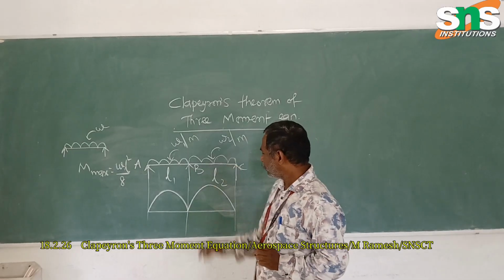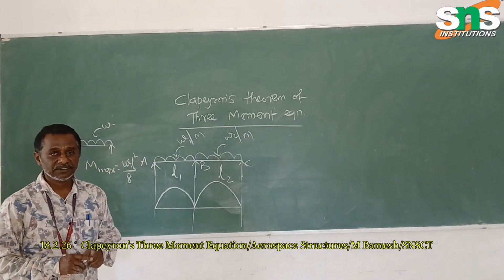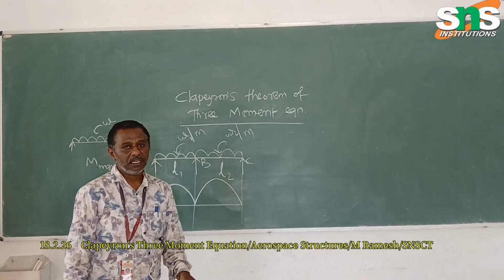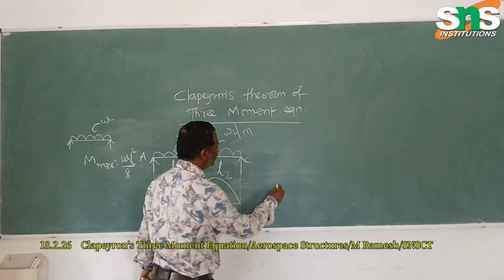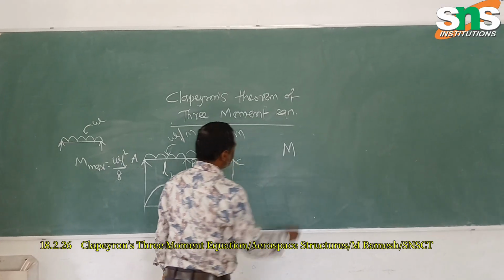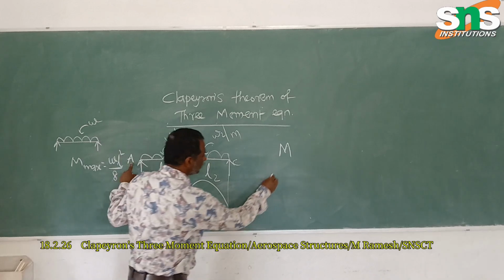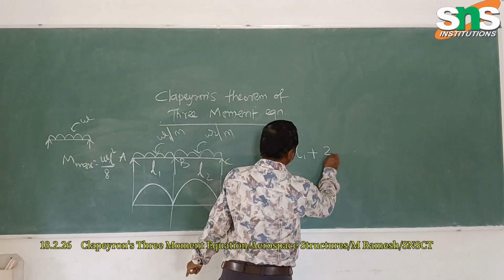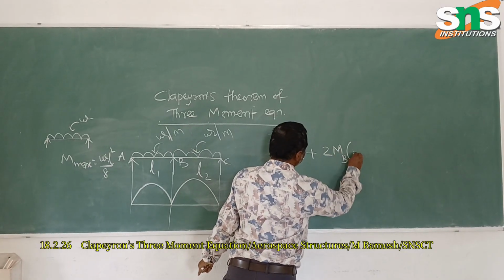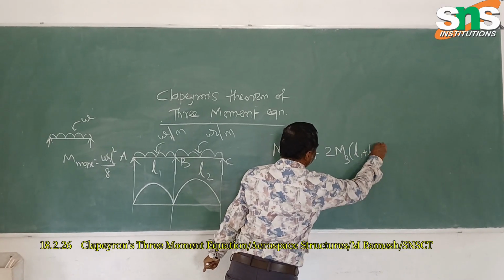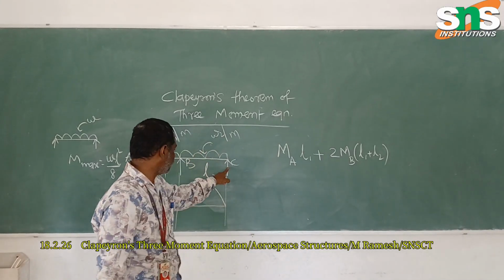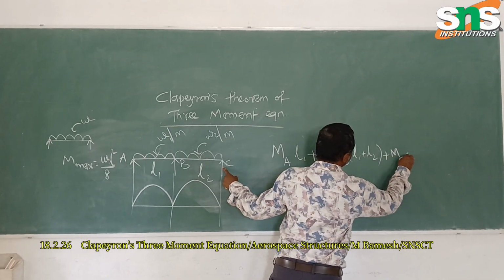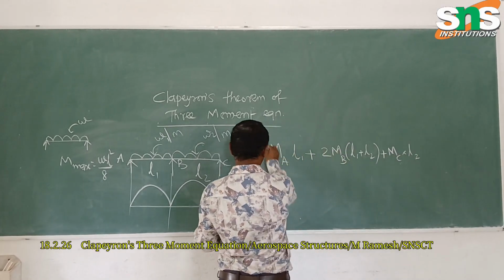After that, how do we solve? Here we are going to introduce Clapeyron's theorem of three-moment equation. I am just writing this. What is the theorem of three-moment equation? Let's have MA into L1 plus 2MB into L1 plus L2. Next we have MC into L2.